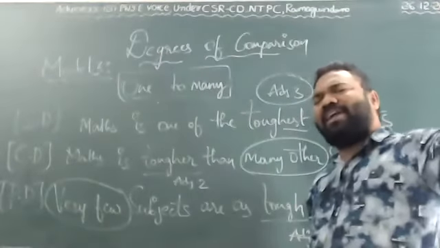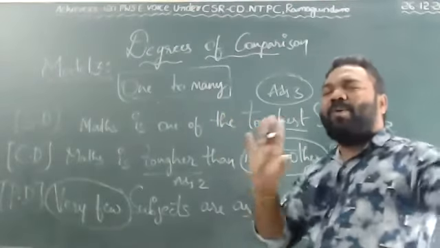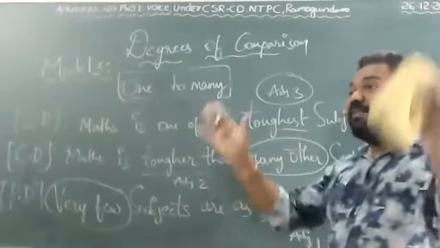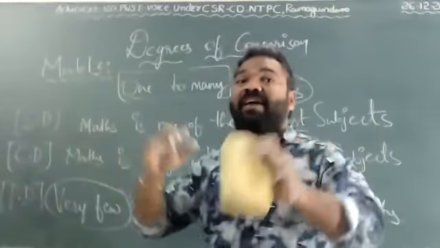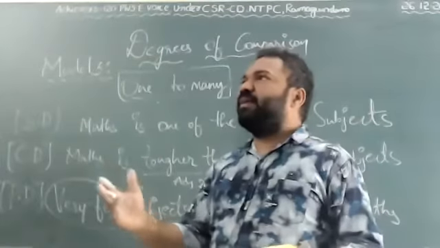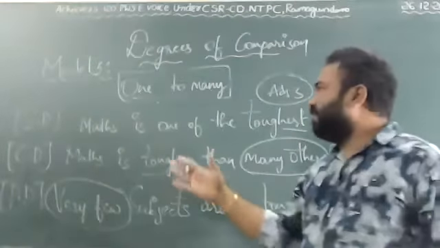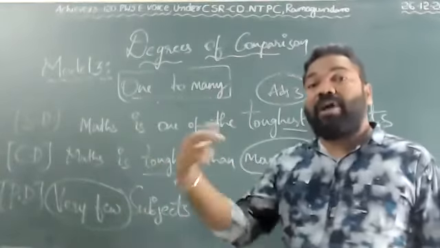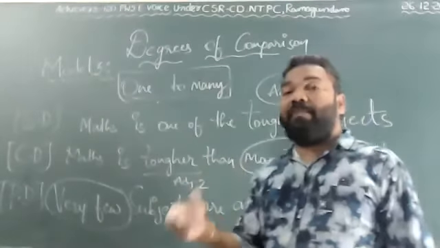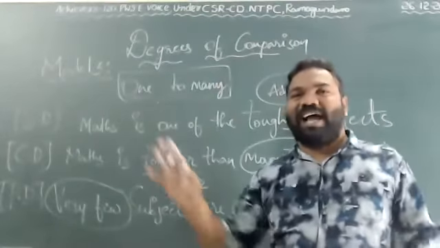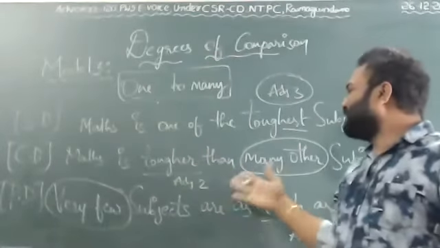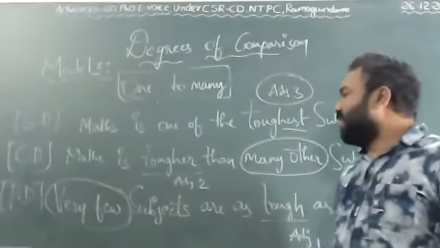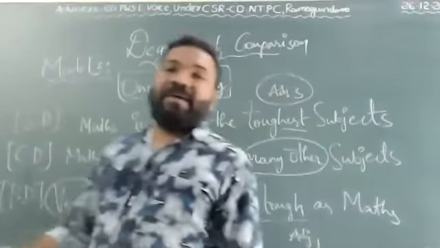One to all is done already. In model number 2, we don't compare with all, only many, only a few. Maths is one of the toughest subjects. There are definitely some toughest subjects, like geology, botany, astronomy, English. Maths is also one toughest subject. That is the superlative degree. Next, what is the comparative degree? I have to compare it. When I have to compare it, I have to tell either more or less. As this is a positive case, what shall we write? Maths is tougher than many other subjects. Next, very few subjects are as tough as maths.